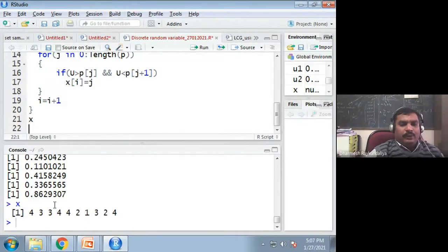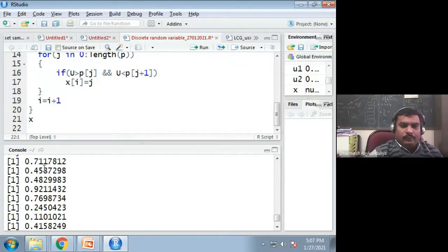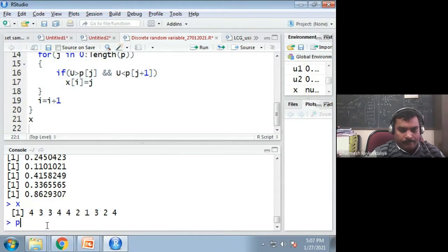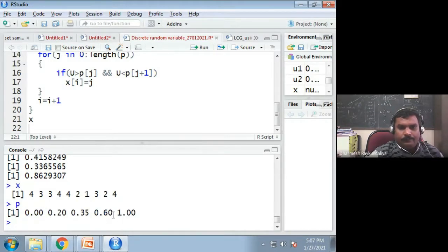Okay, now look, the first 4 came, so why? Because 0.71 is greater than 0.60 and less than this. So this is the fourth position. We have only 1, 2, 3, 4, right? That is all.